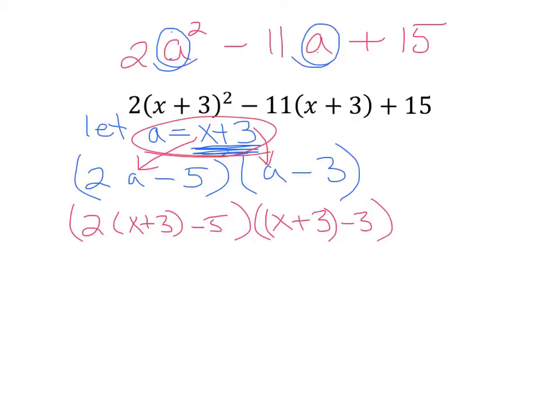Okay, so now what I want you to do is hit pause and multiply this 2 through the bracket and simplify it with this minus 5. And I want you to simplify this bracket and leave your answer in just 2 brackets, okay? That's what you want to end up with.